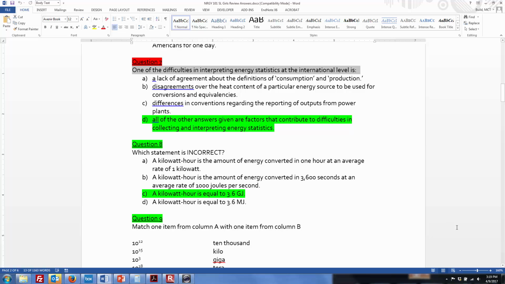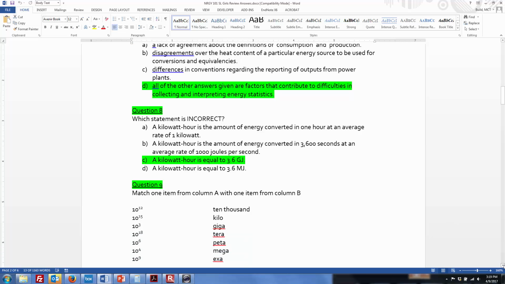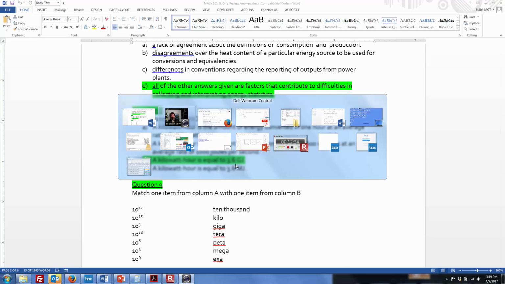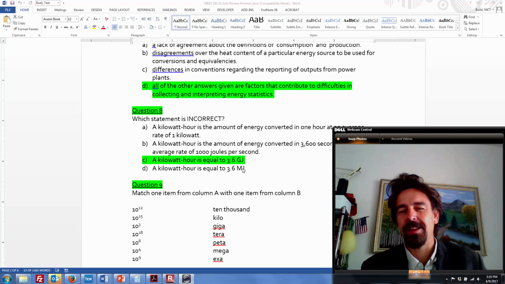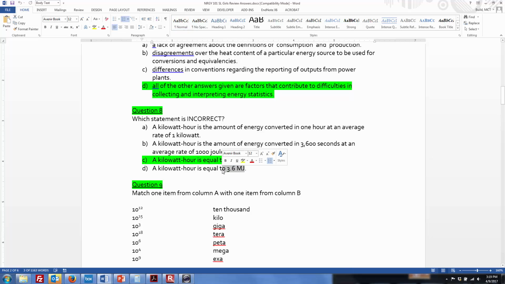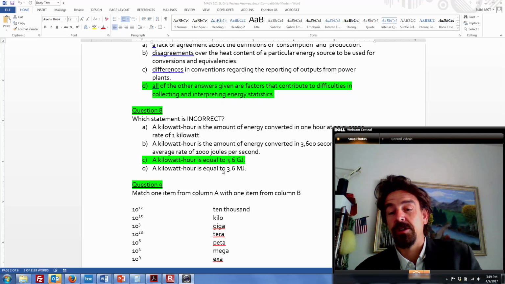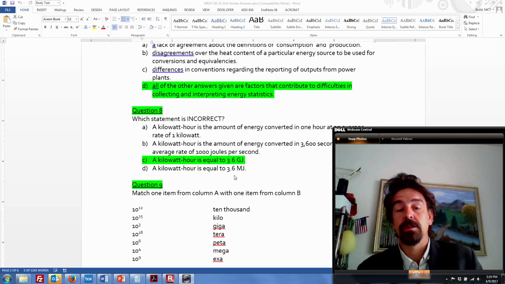Which statement is incorrect? A kilowatt hour is 3.6 gigajoules. Good job. That's very good. We calculated last time that it's 3.6 megajoules. So very good job there. That's very important to get those. Nice.